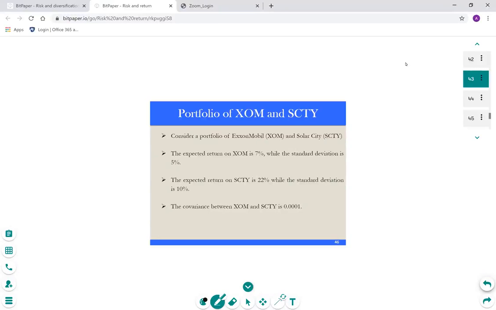And we can illustrate this trade-off with a simple example with two different stocks. Let's just take the case of ExxonMobil stock and Solar City stock. The expected return on ExxonMobil, let's say, is 7%. The standard deviation on ExxonMobil is 5%. Let's say the expected return on Solar City is 22%. The standard deviation on Solar City is 10%. Let's say they have a covariance of 0.0001. Now, if we can only hold a portfolio that consists of these two stocks, how much of each one would we want in the portfolio? That's the question that we'll be thinking of next.